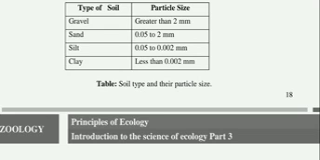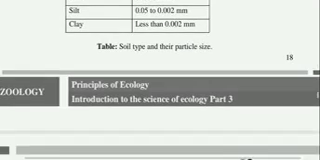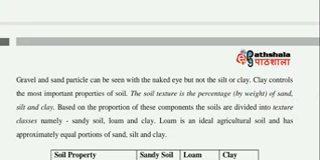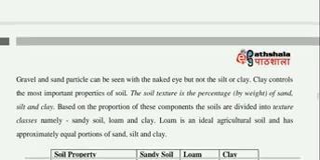Soil texture. Gravel, sand, silt, clay. Gravel and sand particles can be seen with the naked eye, but not the silt or clay. Clay controls the most important properties of soil. The soil texture is a percentage by weight of sand, silt and clay. Texture classes are namely sandy soil, loam and clay. Loam is an ideal agricultural soil and has approximately equal portions of sand, silt and clay.